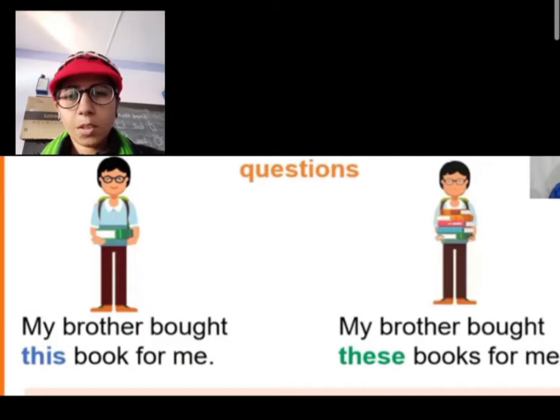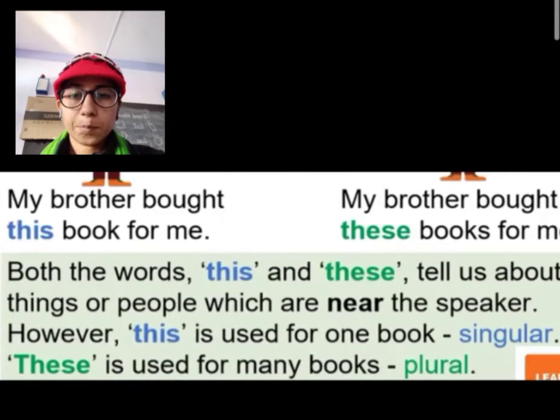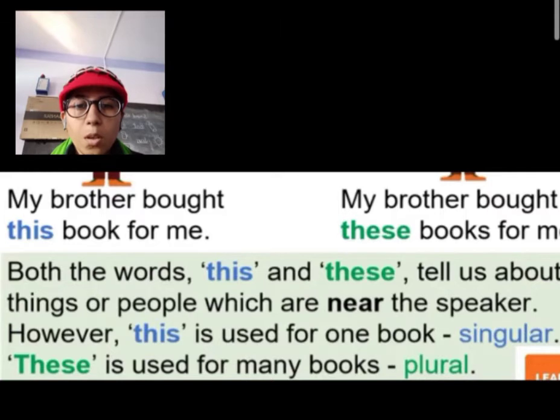For example, we have: My brother bought this book for me, and the next sentence is: My brother bought these books for me. So where we use this and these. Both the words this and these tell us about things or people which are near the speaker. However, this is used for one book, that is singular number, and these is used for the many books, that is plural in number.